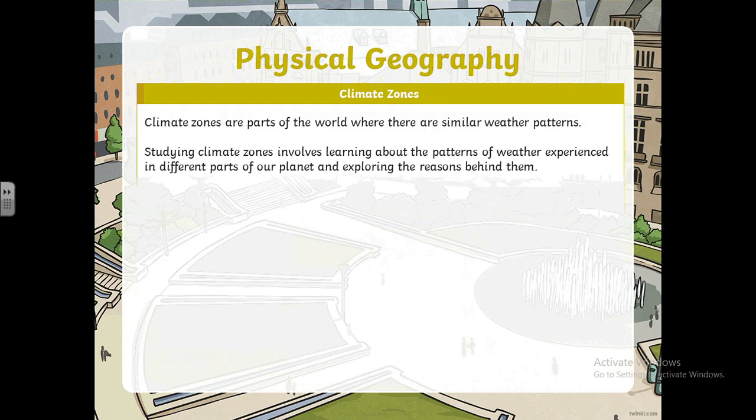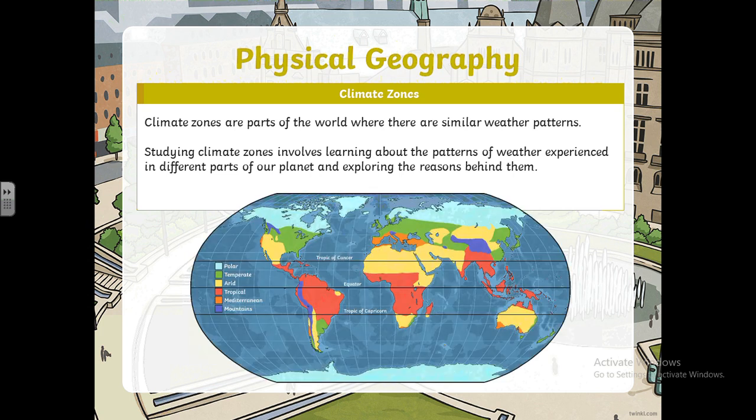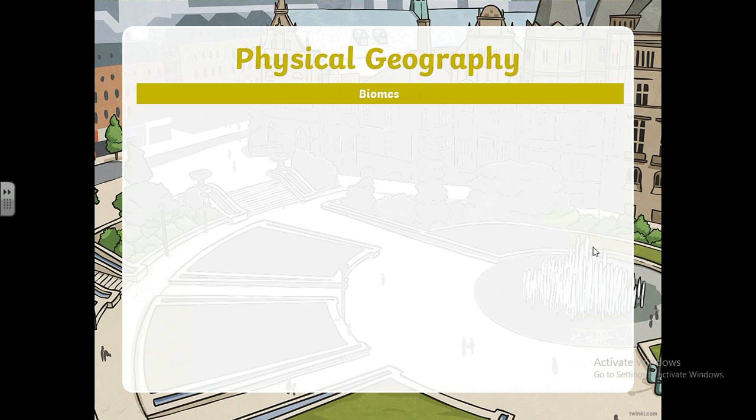Also, climate zones. They're parts of the world where there are similar weather patterns. Studying climate zones involves learning about patterns of weather experienced in different parts of our planet and exploring the reasons behind them. This is a lovely picture here. We know that closer to the equator, this invisible line that goes around the middle of the Earth, is very, very hot, because that's where the Earth is closest to the sun. So their climate would be very arid, very tropical, hot. Whereas up here where we are, it's not quite so hot, because we're not as close to the equator. So those are different climates.